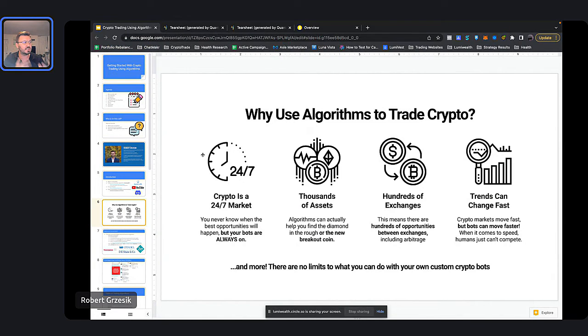But in either case, this 24/7 nature is going to be very hard to do as a human being, but very easy to do as a robot. Robots don't sleep. They're constantly trading all the time, right? Or can be trading all the time, right?